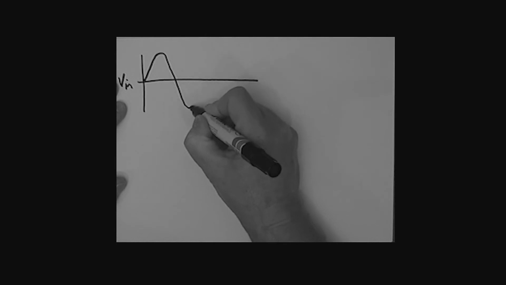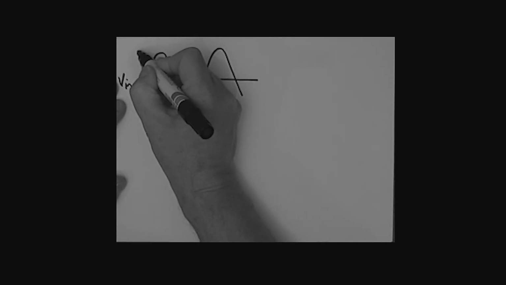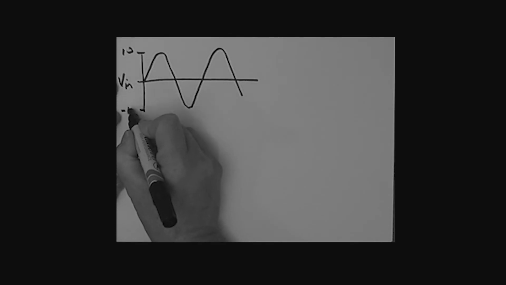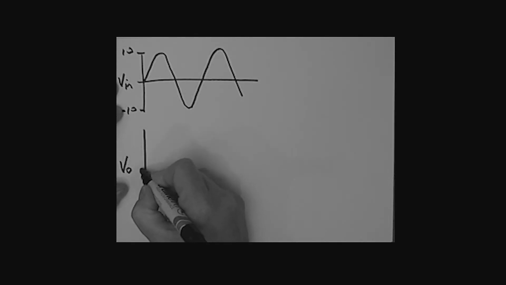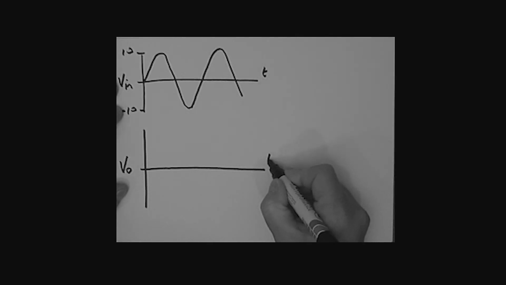Here is the input voltage looking like this. Of course, it has a peak value of 10 and a negative peak of minus 10. It is a sinusoid. Now our task is to determine what's going on with this output voltage as a function of time.